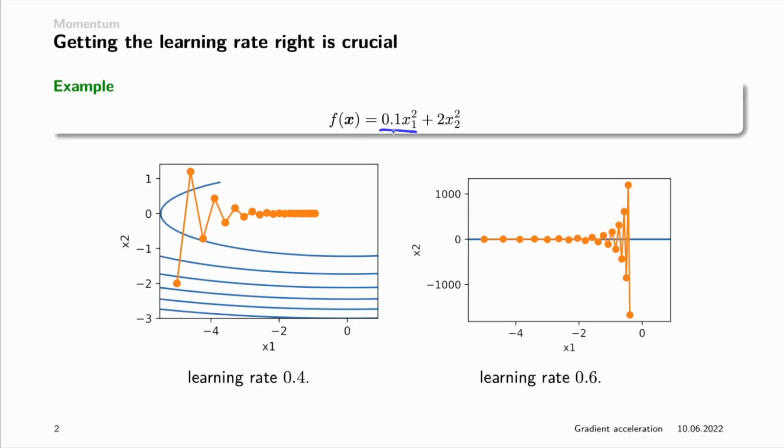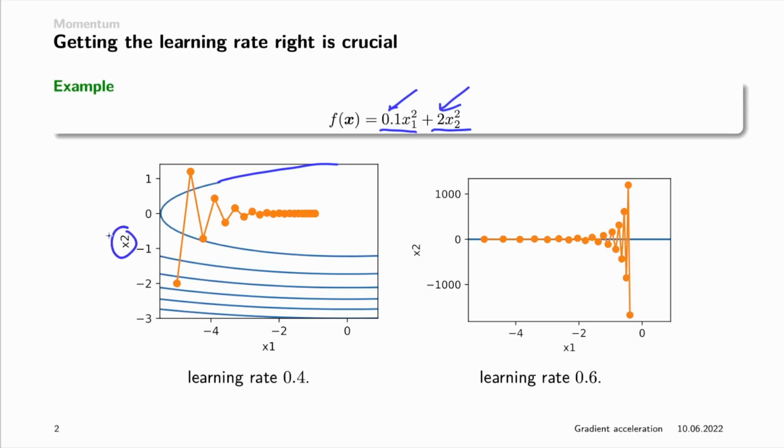So we have a two-dimensional function f of x equals 0.1 times the first dimension squared plus 2 times the second dimension squared. We see that there are very different weights applied to these two dimensions: 0.1, a small weight, to x1 squared, and 2, a larger one, to x2 squared. One effect of this unequal weighting of x1 and x2 is that small changes in x2 already change the function value a lot. Thus, the gradient is heavily influenced by x2.